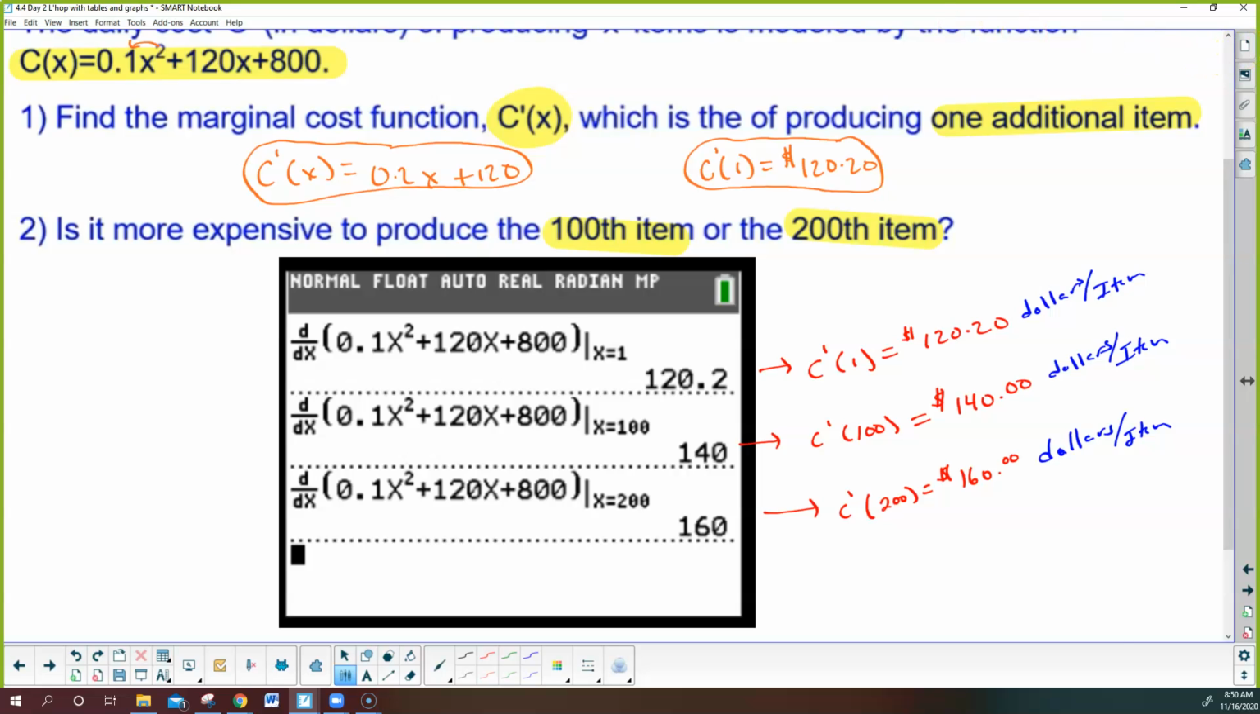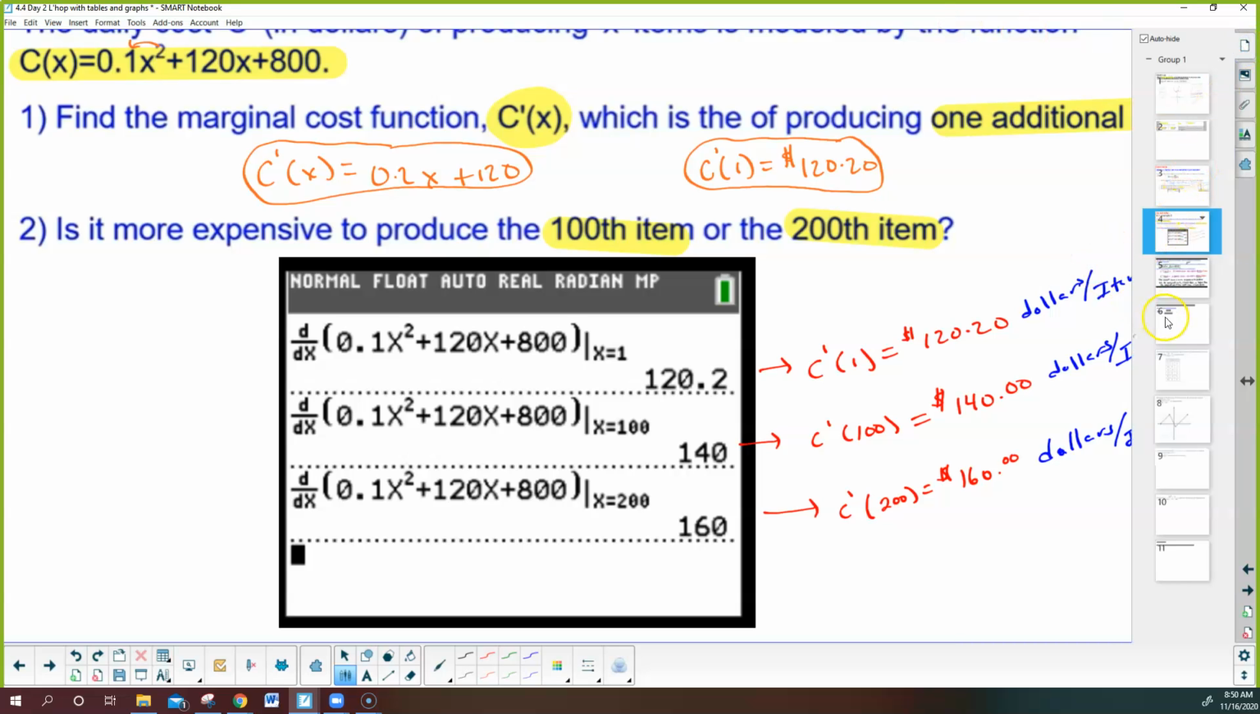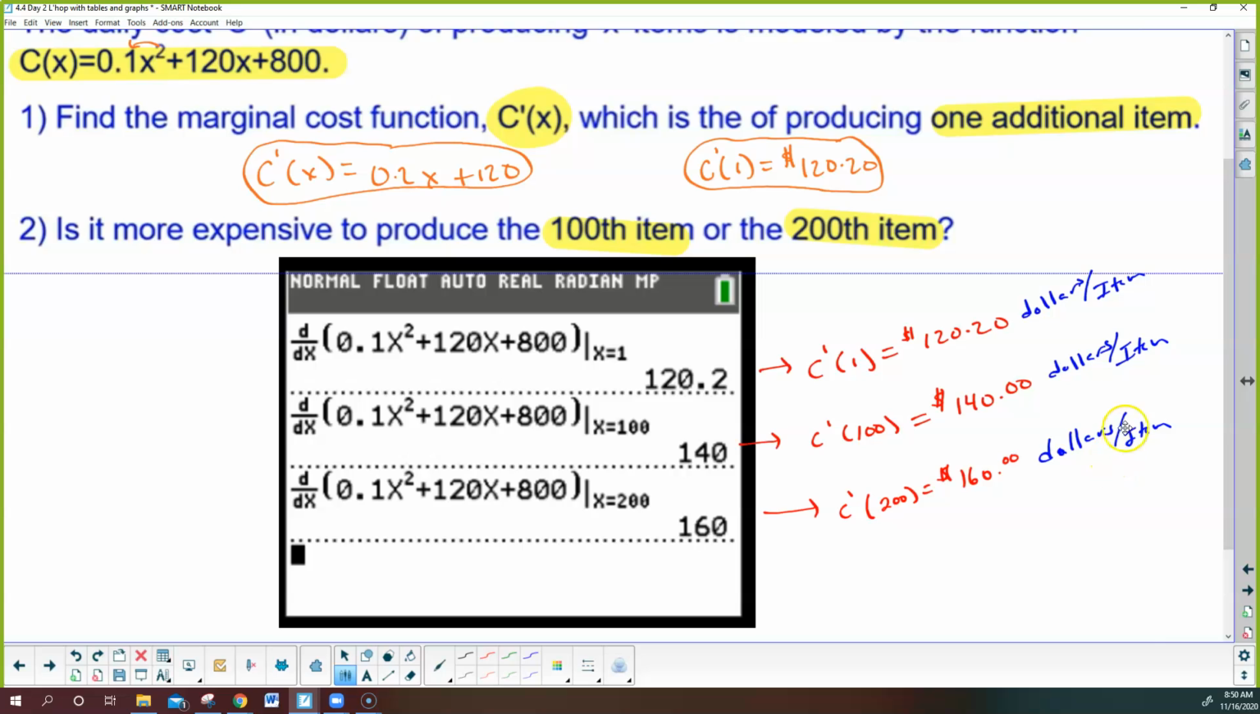Okay, so the goal there was just to get you used to using your calculator. It's not going to come up a ton, but when you can use it, we want you to take advantage of it.